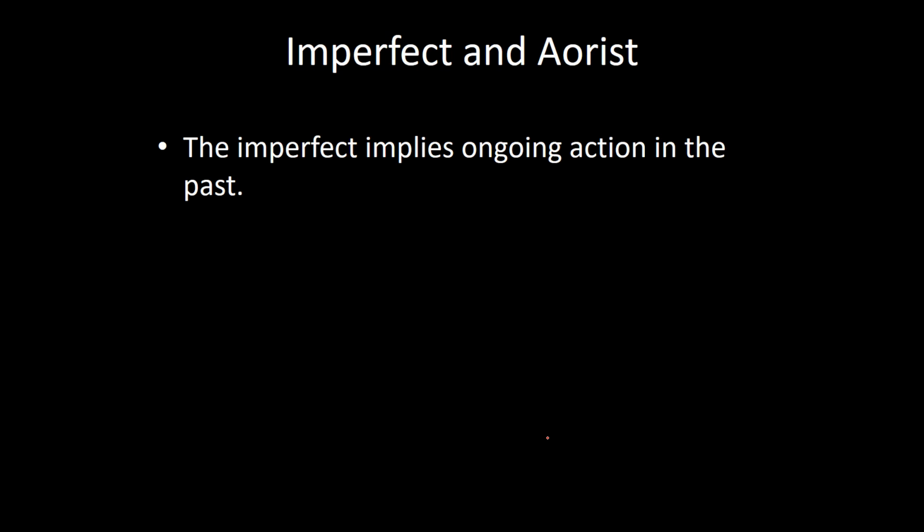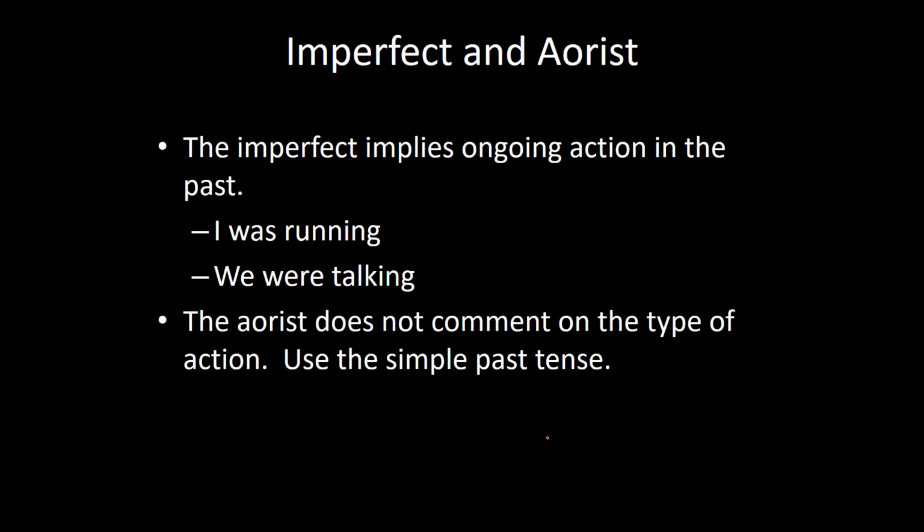So we've got two past tense forms. We've got the imperfect and we've got the aorist. The imperfect implies an ongoing action in the past. I was running, if you remember Forrest Gump, running all over the place. I was running. We were talking. So this is action in progress, past tense.